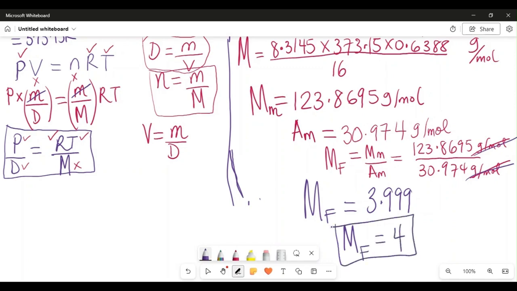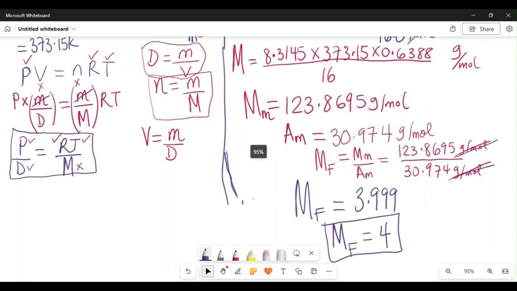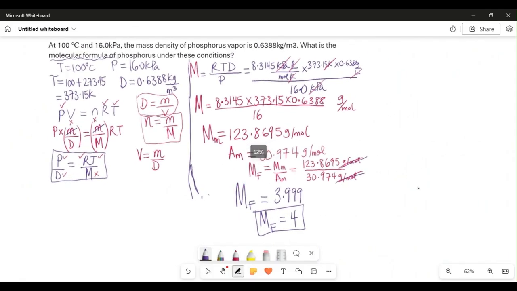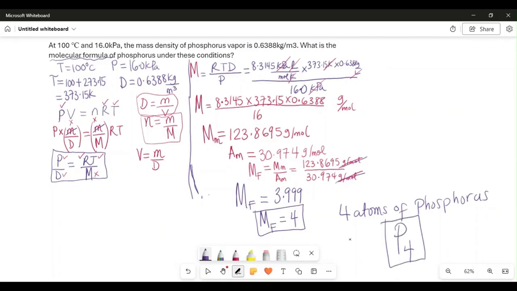So what you're being asked is, what is the molecular formula of phosphorus vapor under the conditions given? That means we're going to have 4 atoms of phosphorus for this question, which is the same thing as having P4. So the molecular formula for this question is P4. So that is how you solve this question.